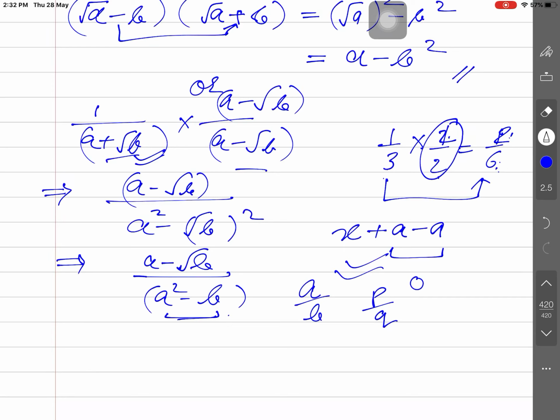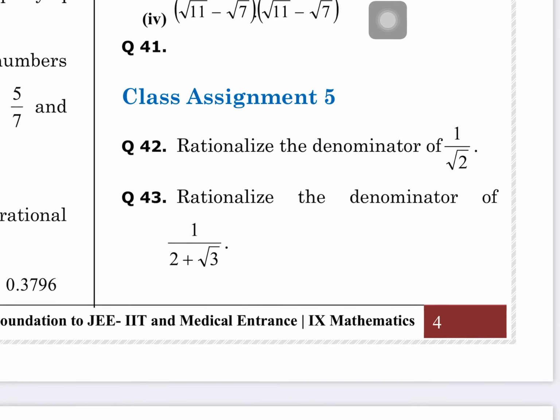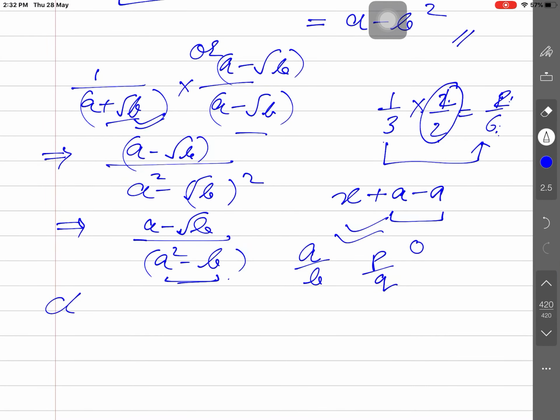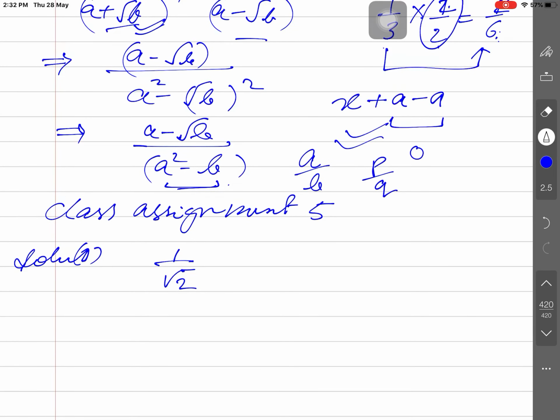Okay, so for rationalizing the denominator, we multiply by its conjugate in the numerator and the denominator. This process we will do here. So we are doing an activity. We may select some questions from an NCERT text, like class assignment 5. Okay, 1 by root 2. This is the question. The irrationality is in the denominator. We have to rationalize it.